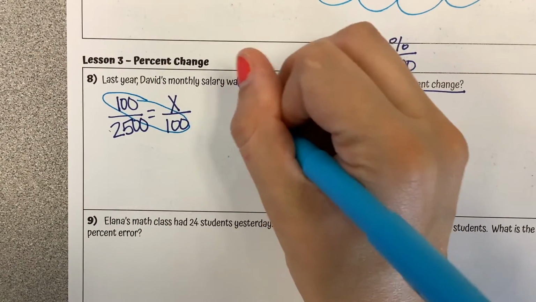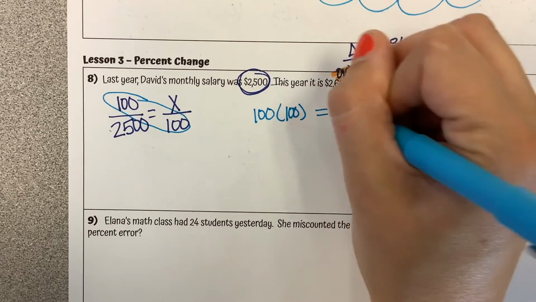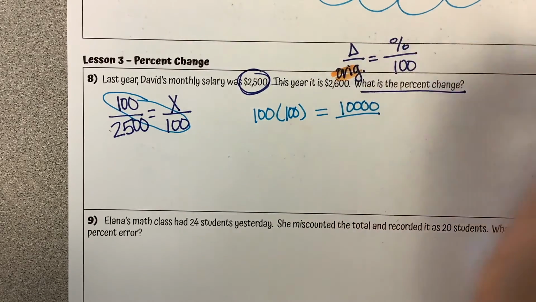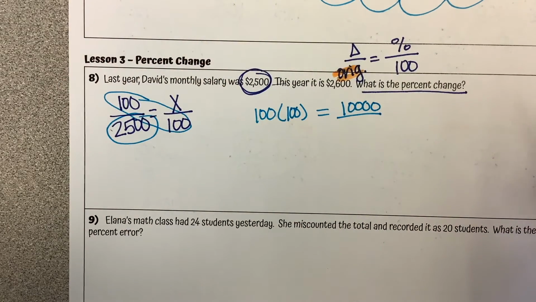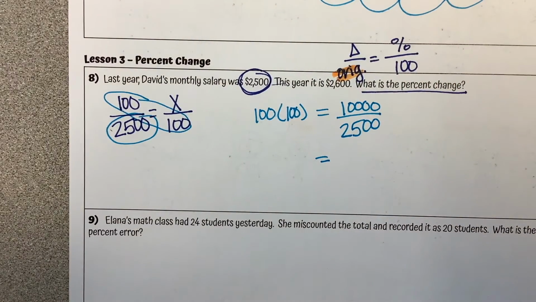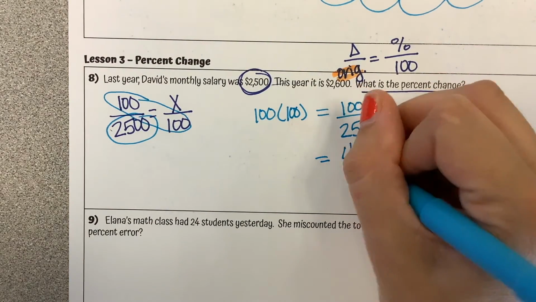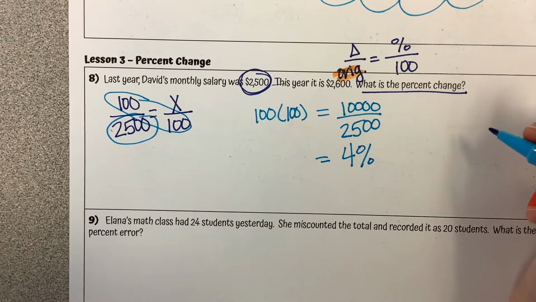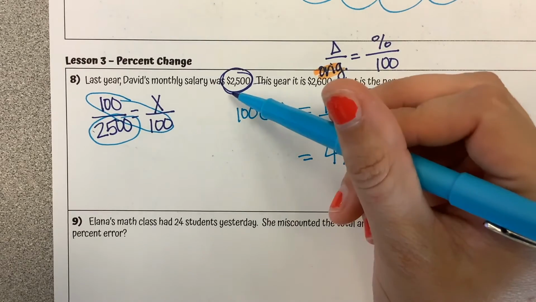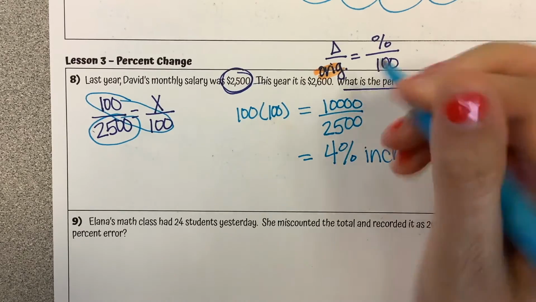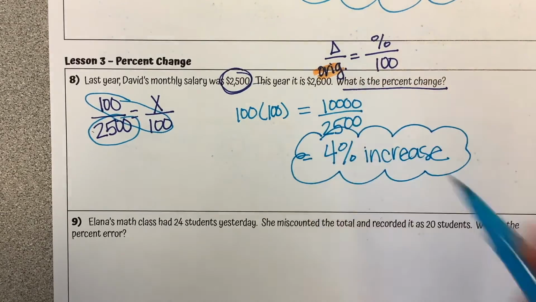100 times 100 equals 10,000. Divide that by the number in the same diagonal as the variable, and we get 4. We were solving for a percent, so it's percent, and then we should identify, is it an increase or decrease? Well, we went from 2,500 to 2,600, so it increased. So a 4% increase from one year to the next.